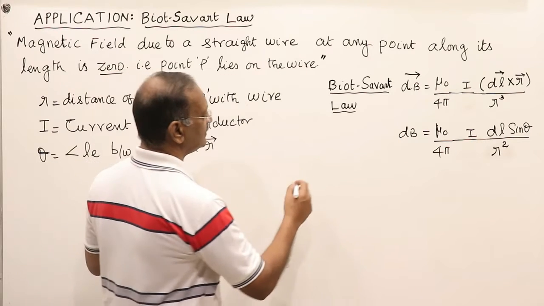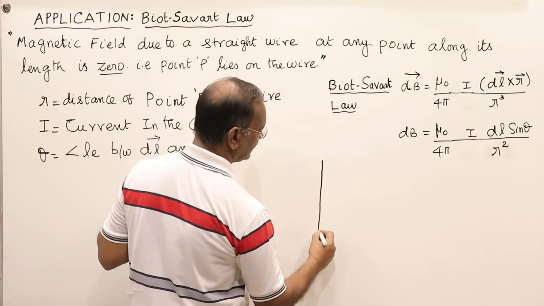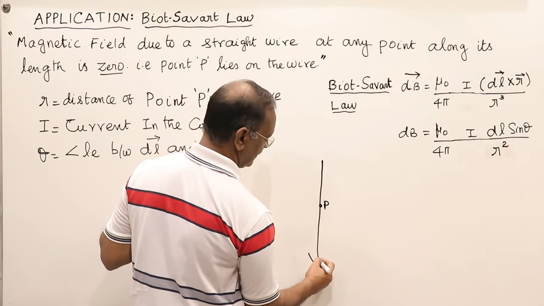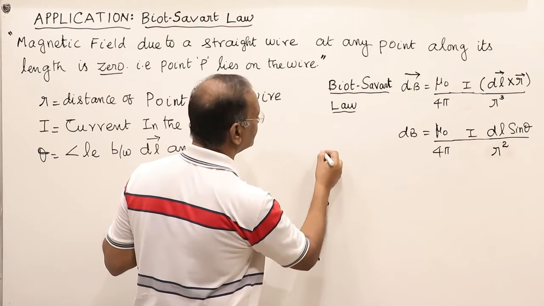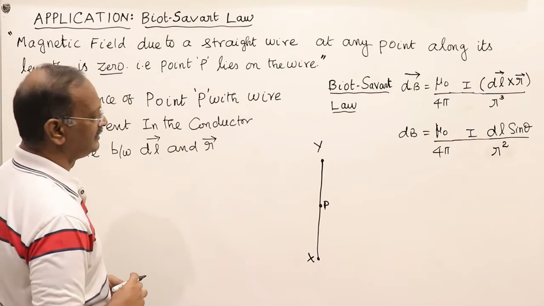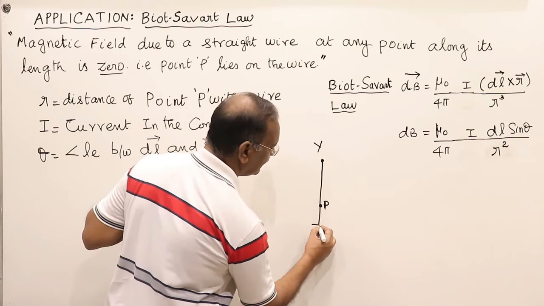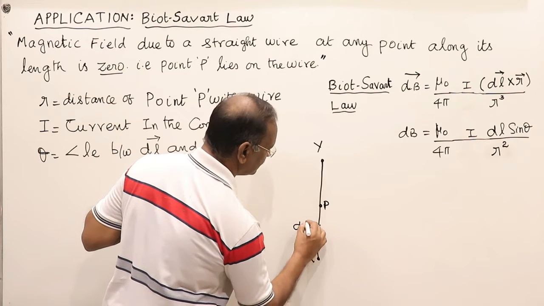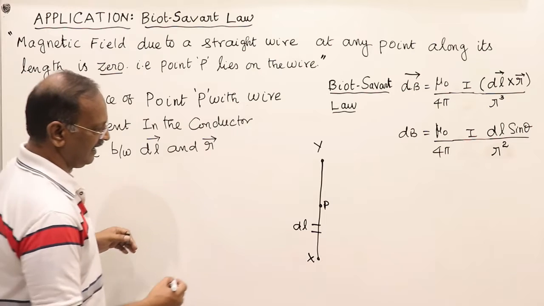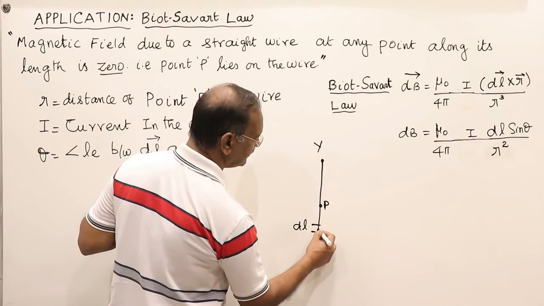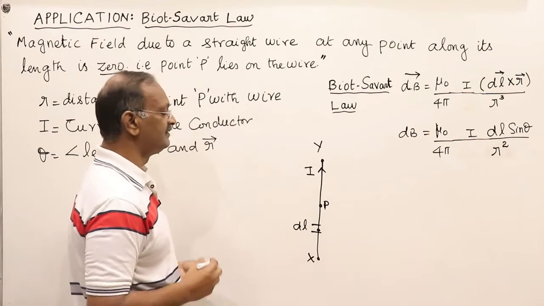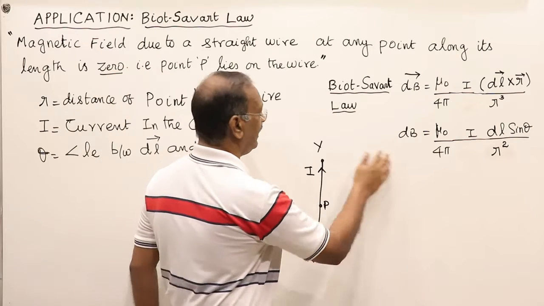Suppose P, this is the long straight conductor and the point P is lying here. This is the X side and this is the Y side of the conductor. What is the dl vector? Suppose we take a dl vector, a small element length. Because current is flowing in the conductor, this will produce a magnetic field at every point.